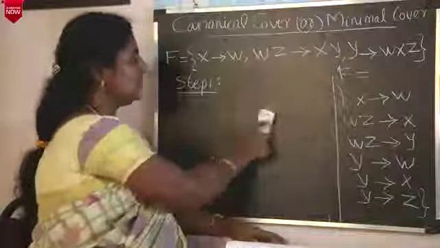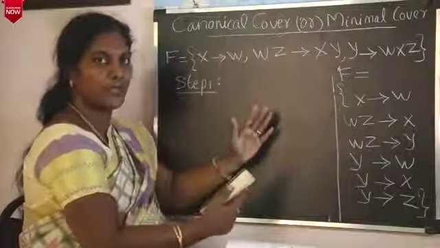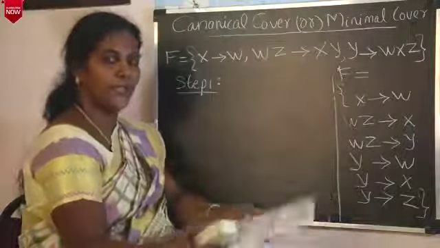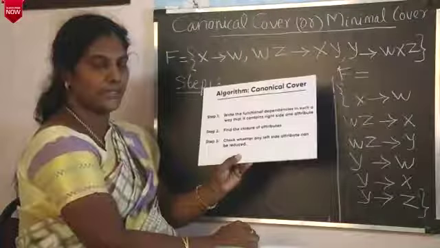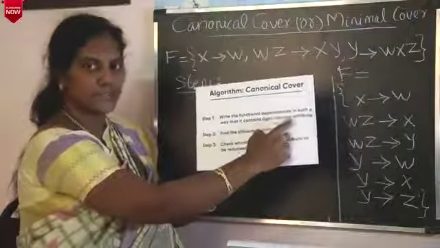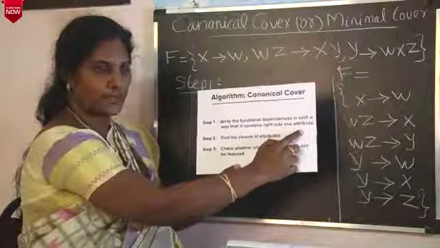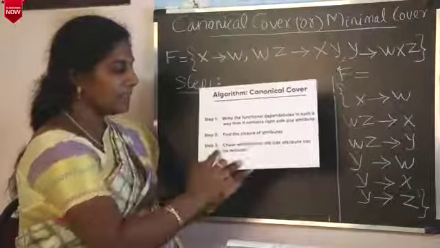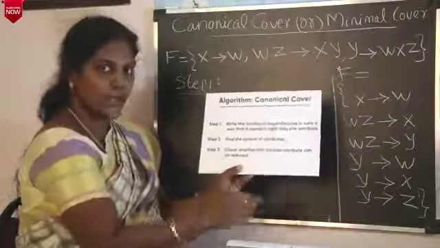So how do we find the canonical cover, or how do we reduce the number of functional dependencies from the given set of functional dependencies? We need to follow an algorithm, which comprises 3 steps. One is to write the functional dependencies in such a way that the right side must contain one attribute. Second, find the closure of attributes. And third, check whether any left side attribute can be reduced.